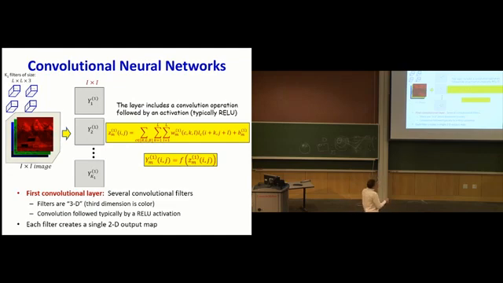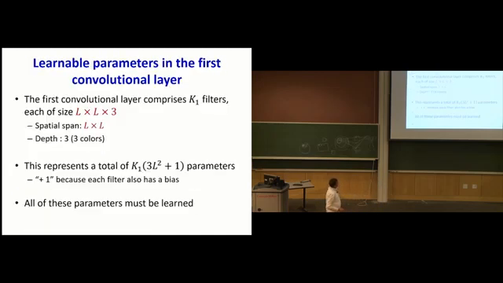And now you apply an activation on this affine combination. You'd get one of these for each one of my filters. You're going to get K1 maps because I have K1 filters, right? So the total number of parameters, again, is going to be K1 times 3L squared plus 1. And all of these parameters must be learned.